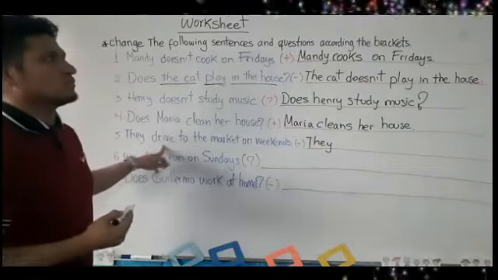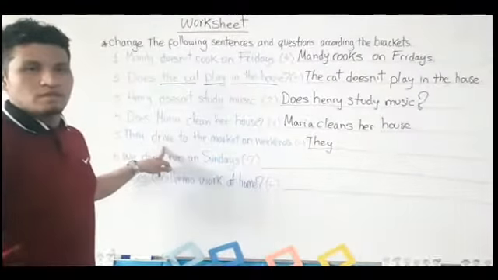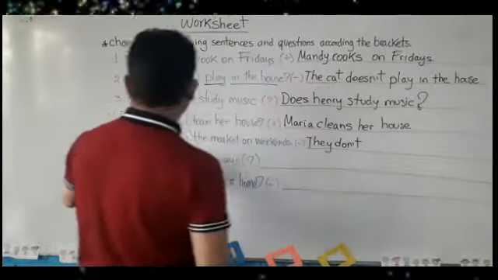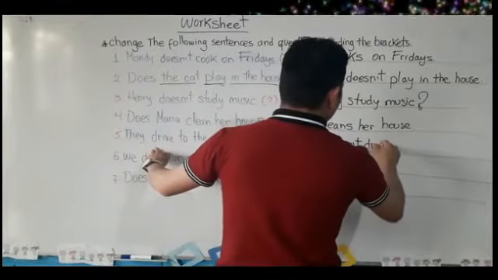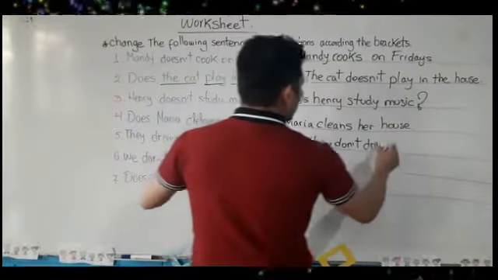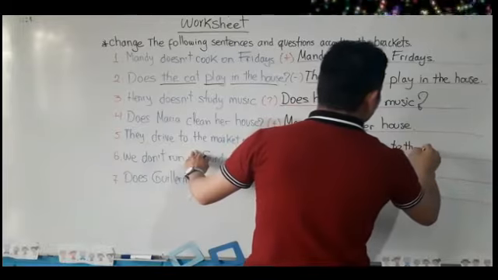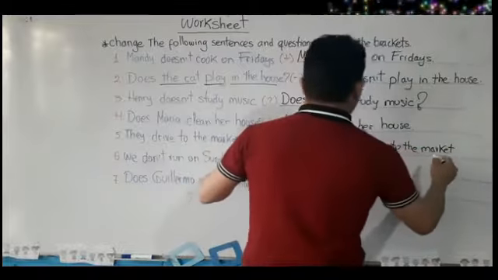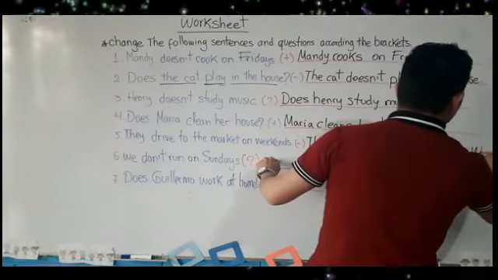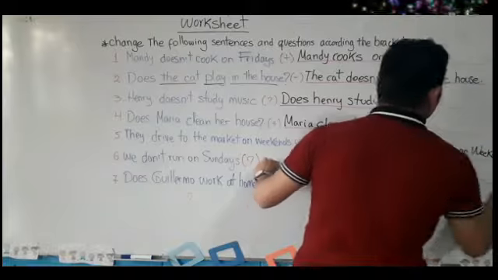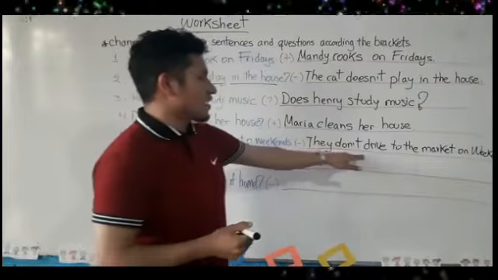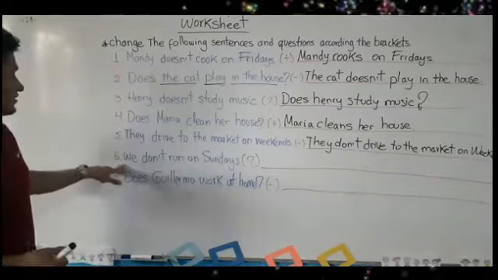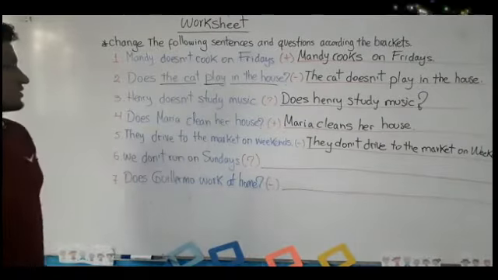They would be here don't or doesn't. Would be don't. They don't drive. They don't drive. And this would be the complement to the market on weekends. Okay? They don't drive to the market on weekends. Okay? So now let's see the 6th sentence. We don't run on Sundays.